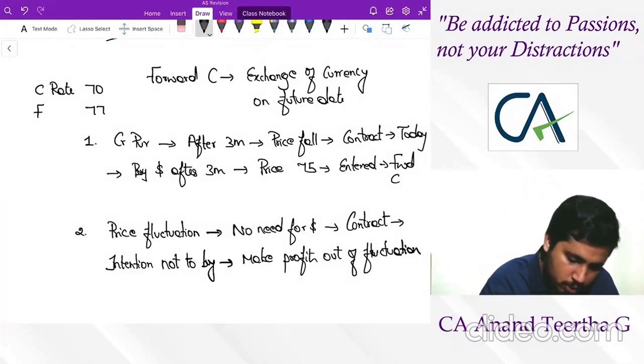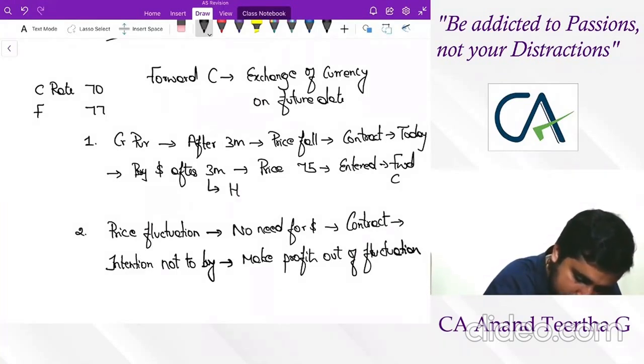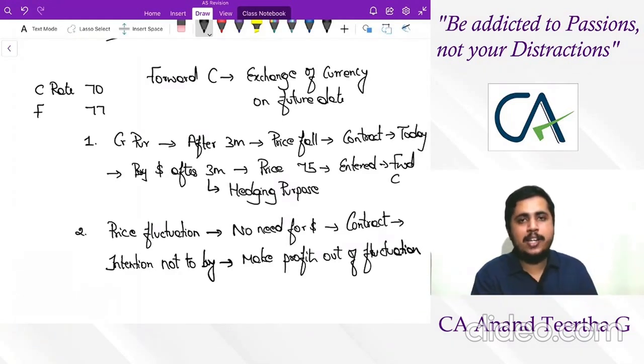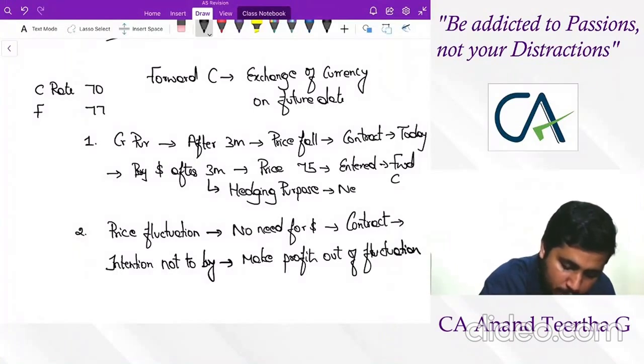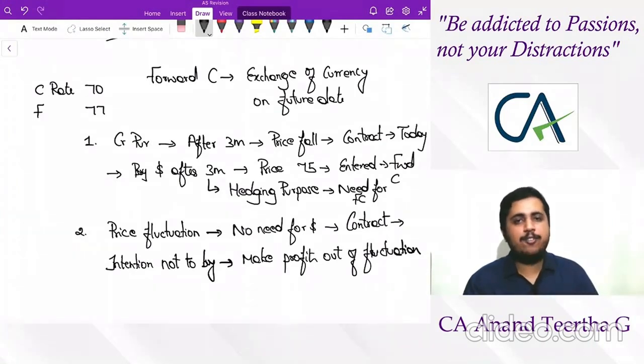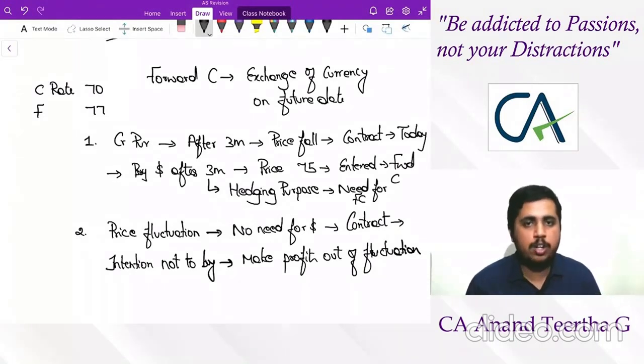The first one, you call these things as hedging purpose. So what do you mean by hedging purpose? Hedging purpose is basically minimizing the losses or minimizing the risk. So hedging mentality is to minimize the risk. So in hedging, what is one of the major point to be considered? There is a need for foreign currency. You don't want to take a lot of risk in future. You enter into a contract now only. You call that as hedging.